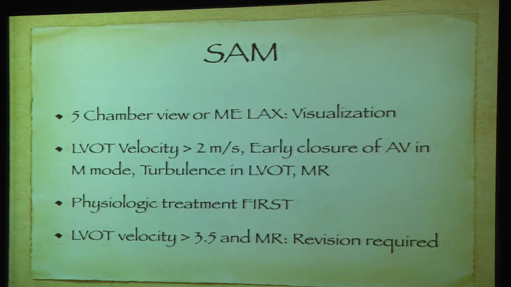SAM, again, either in the 5-chamber view or long axis view. If you have an LVOT velocity more than 2 meters per second, early closure of the aortic valve in the M mode, a lot of turbulence, a lot of MR, it's not a good sign. But all these patients, first make the physiological changes, okay? So stop the inotropes and chronotropes, slow the rate down, fill the volume up, and increase the SVR with phenylephrine, vasopressin, whatever drugs you like to use, and then reassess. Give it a few minutes, then reassess. If you still have bad MR, then something needs to be done about it.